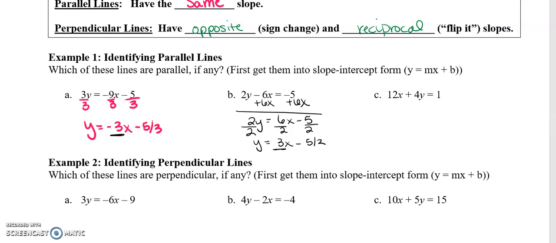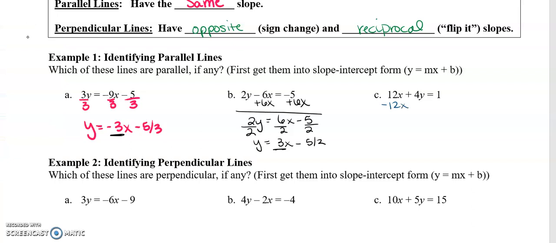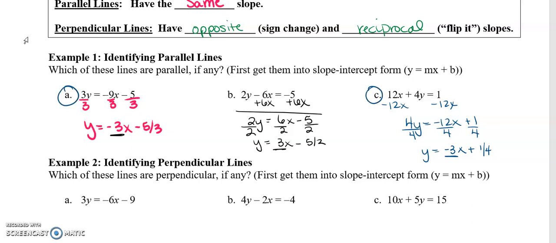And then our last one here, we want to subtract 12x, for y equals negative 12x plus 1, divide by 4. And y equals negative 3x plus 1/4. So there's our slope of negative 3. So which of those would be parallel? A and C, because they both have a slope of negative 3.